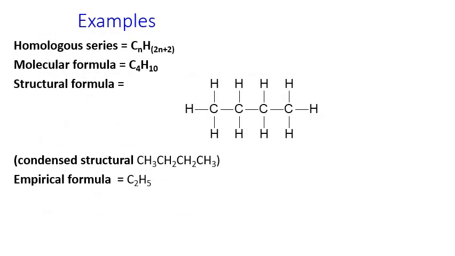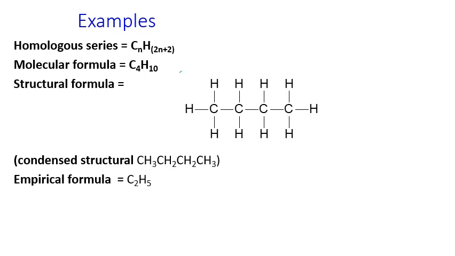So here is an example. We're looking at the alkanes, which you're familiar with from last year. So the homologous series is CnH2n+2, the general formula, which you can basically determine if the particular compound falls within that series. The molecular formula is C4H10 for this particular example, known as butane.